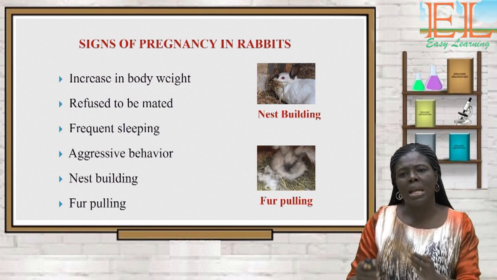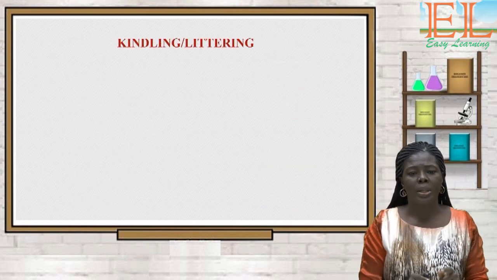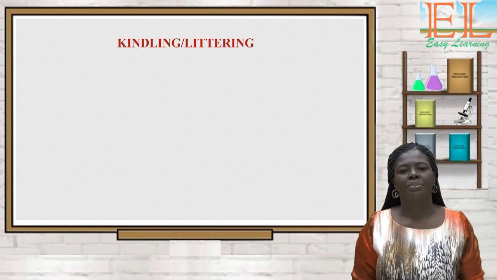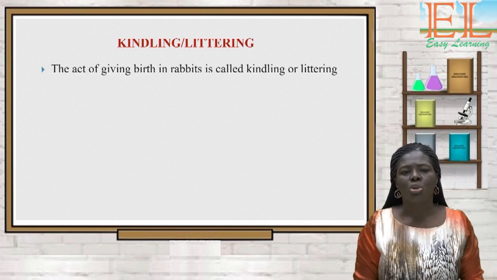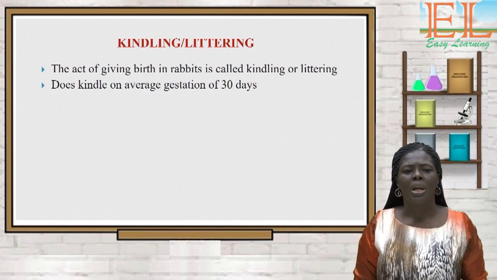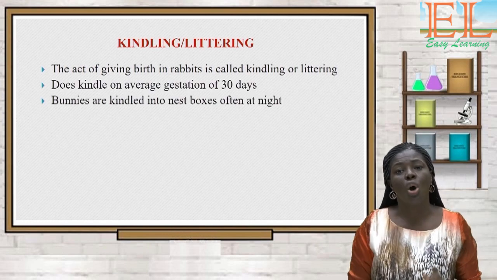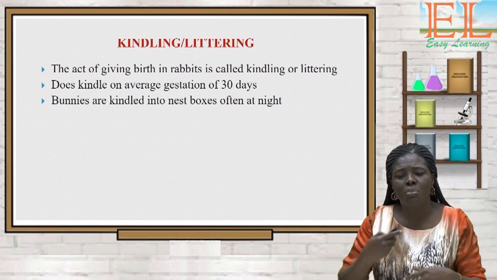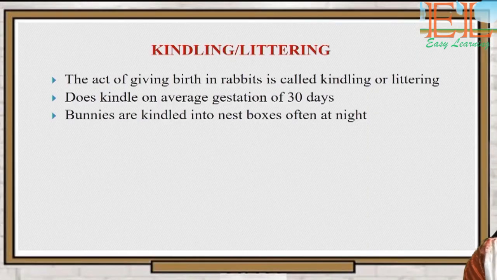It brings us to yet another word, littering or kindling. What is it? Kindling is the act of giving birth in rabbits. Like I told you, the does kindle on average at a gestation of 30 or 31 days. Bunnies are kindled into nest boxes, often at night. That is why I told you from the onset that when you see the rabbit building its nest, or when you see it removing the fur around the belly, then provide the box for the animal. And mostly in the night that they do delivery.